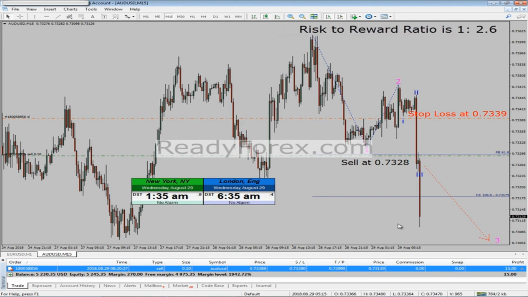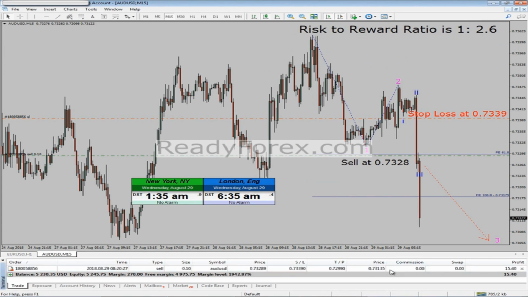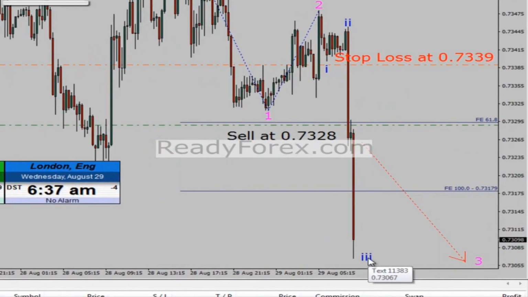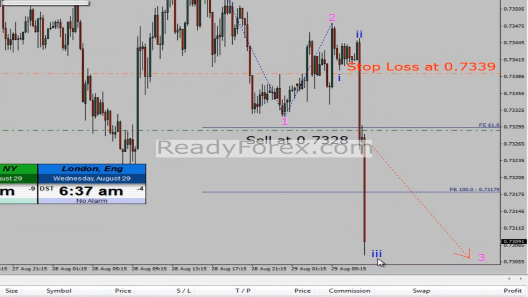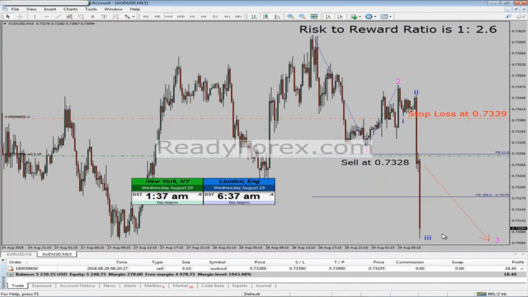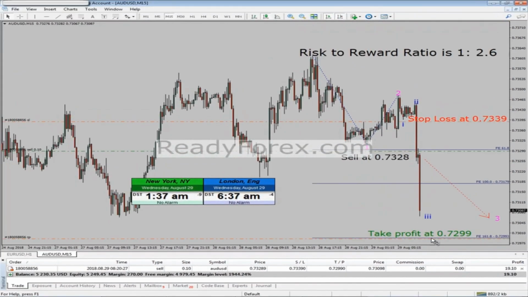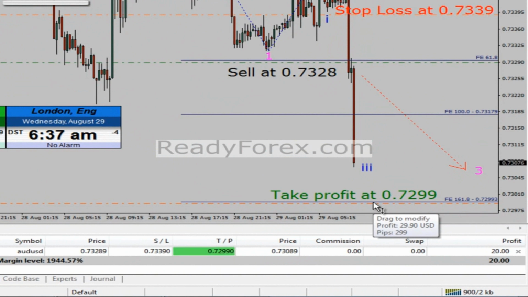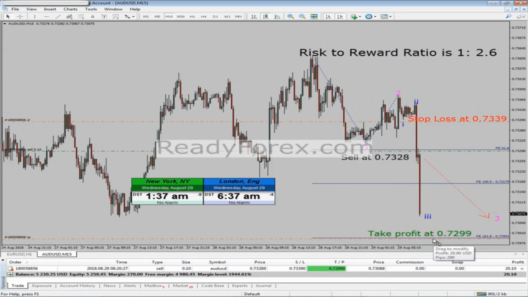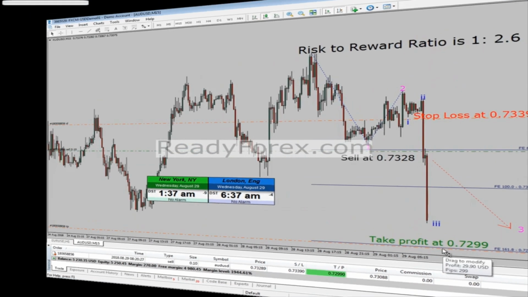I am now going to pause the video and I will come back as soon as we see more price action. Okay, I'm back now after a few minutes time and it seems to me minute wave 3 extended 1, 2 and 3. So I expect further weakness in price action. I'm now going to pause the video and I will come back as soon as I get more price action.